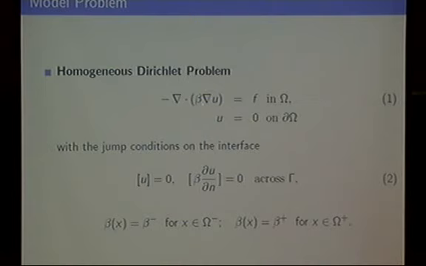If beta is continuous, every problem is good. But in this case, beta is discontinuous. For example, here, beta of x may be beta minus. Just for simplicity, we took it constant, but this can be variable also. Omega minus means the inside, and beta plus for the outside. Okay?